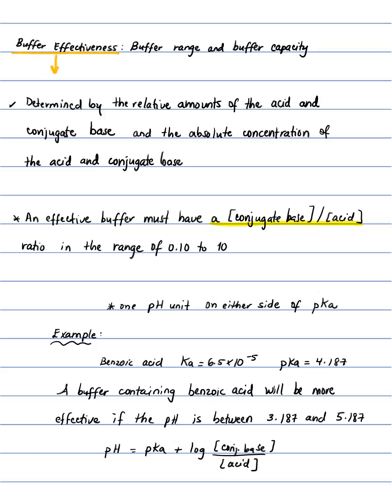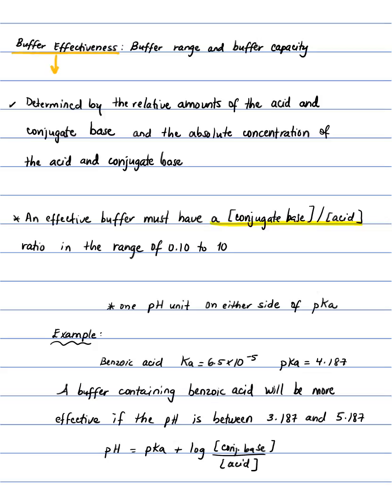If you prepare a buffer solution containing benzoic acid, you're given the pKa value, you have that number. That buffer will work effectively in keeping your pH value from 3.187 all the way to 5.187. In that range, your buffer will be working effectively.